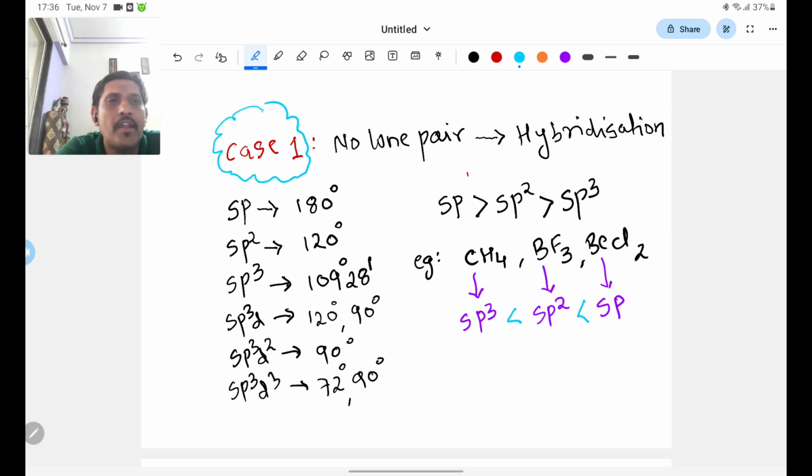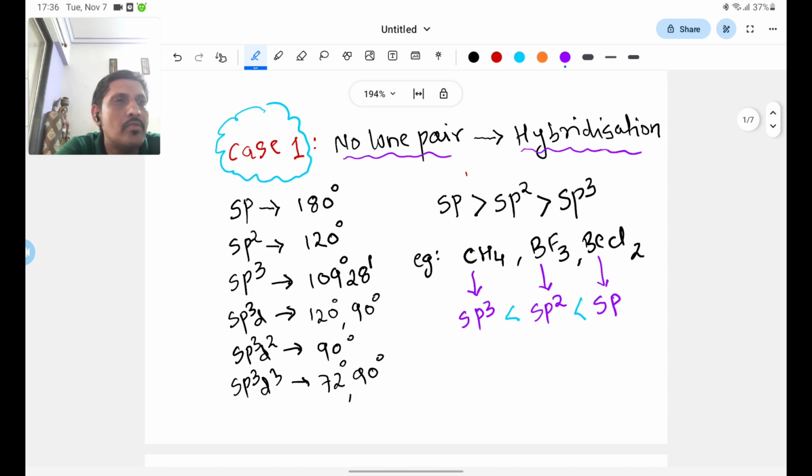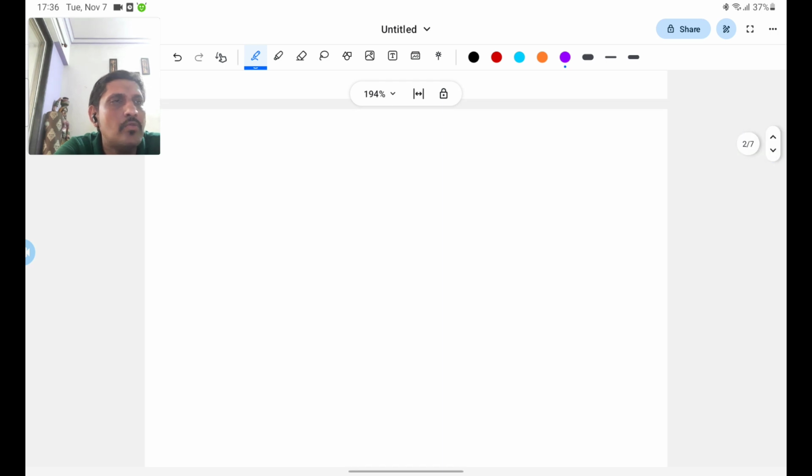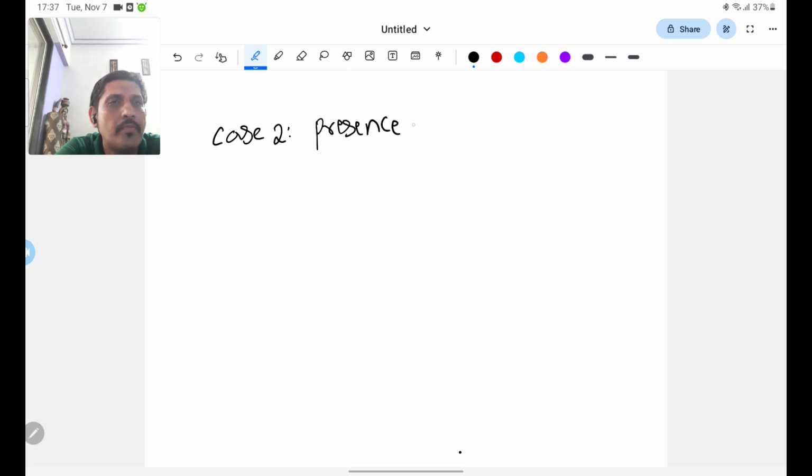So we compared the bond angle in case number 1, where there is no lone pair present, by using the phenomenon of hybridization. Okay students, now let's move on to case number 2, where there is a lone pair present on the central atom. So how to find the hybridization? Case 2, in the presence of lone pair.